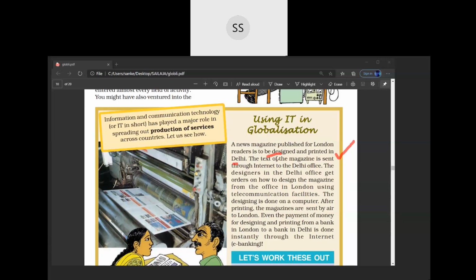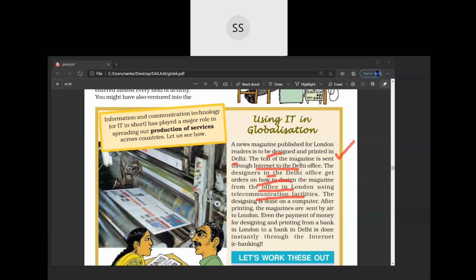The text of the magazine is sent through the internet to the Delhi office. So the text, what all should be there in that magazine, is sent from London to Delhi through the internet. Then the designers in the Delhi office will get the order on how to design the magazine from the office in London using telecommunication facilities. So how the designing should be.